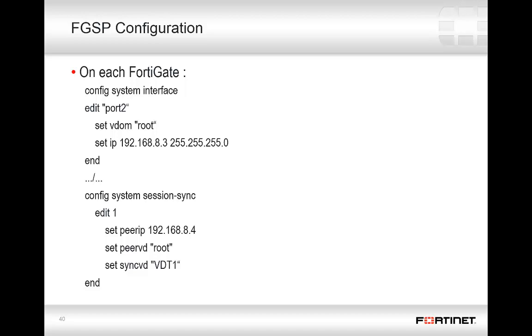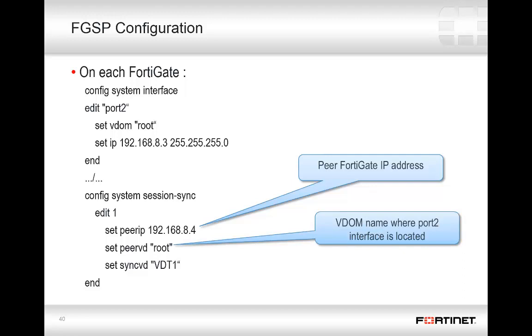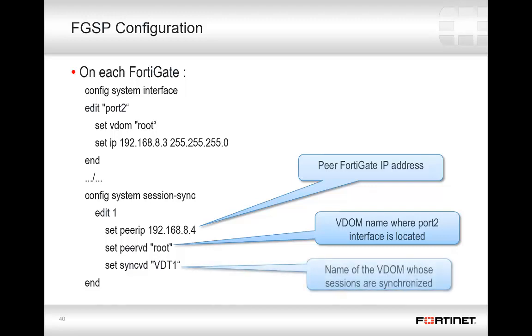This is how you configure FGSP on each FortiGate. In this case, the port 2 in VDOM root is used for session synchronization, similar to the heartbeat interface for HA. In the CLI, under Config System Session Sync, specify the IP address of the other FortiGate, the name of the VDOM where the interface port 2 is located, and the name of the VDOM whose sessions are going to be synchronized.